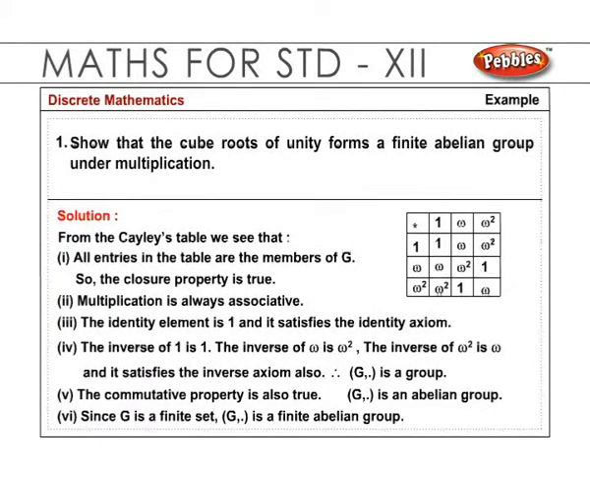The inverse of 1 is 1. The inverse of omega is omega squared. The inverse of omega squared is omega and it satisfies the inverse axiom also. Therefore, G, dot is a group. The commutative property is also true. G, dot is an abelian group. Since G is a finite set, G, dot is a finite abelian group.